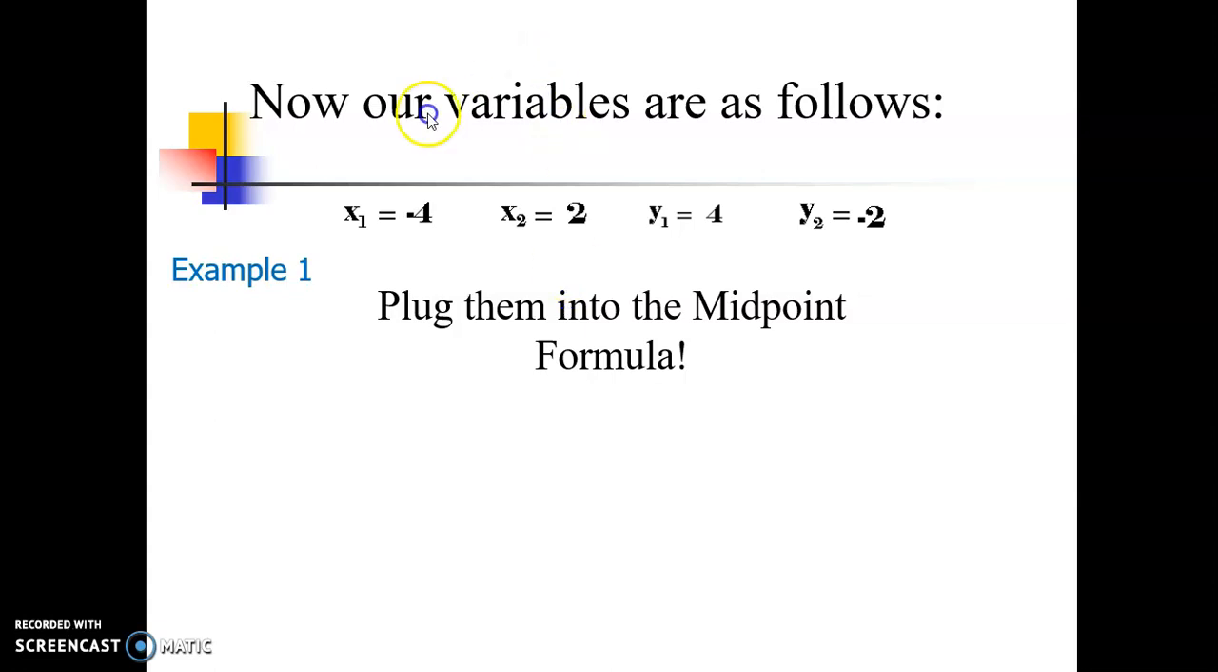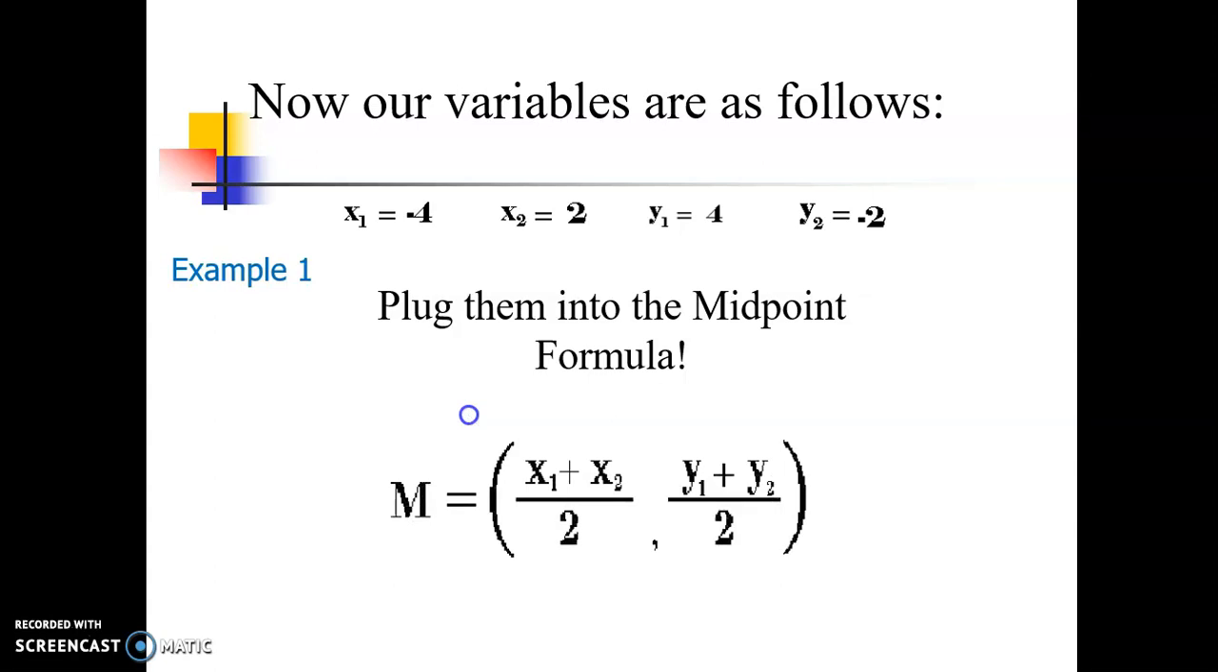So, alamin muna natin ano yung mga variables natin. X sub 1 natin is negative 4. Yung x sub 2 natin is positive 2. Y sub 1 equals 4, and then yung y sub 2 natin equals negative 2. So, plug them into the midpoint formula. Substitute na natin itong mga given natin sa midpoint formula.